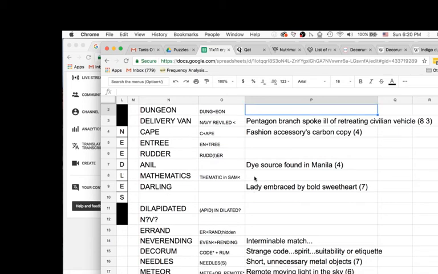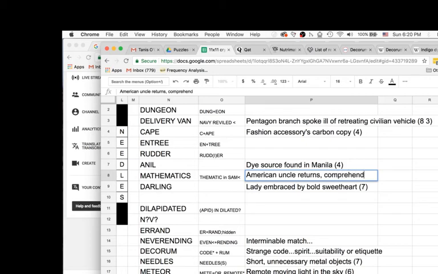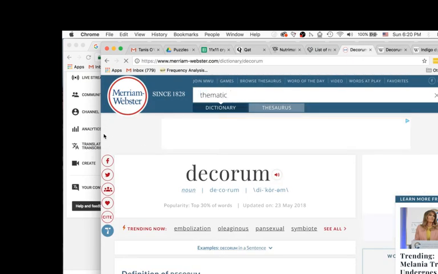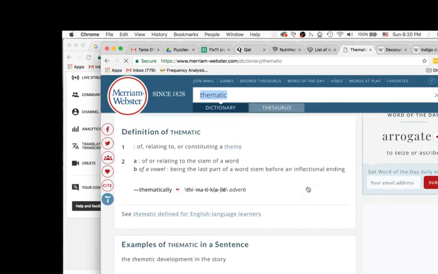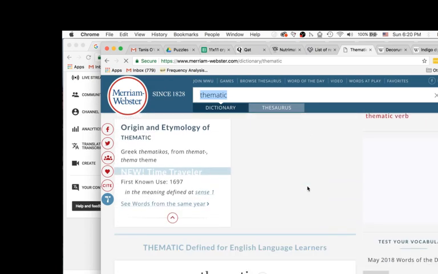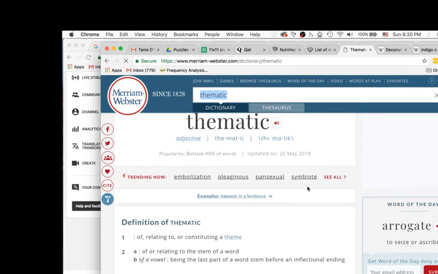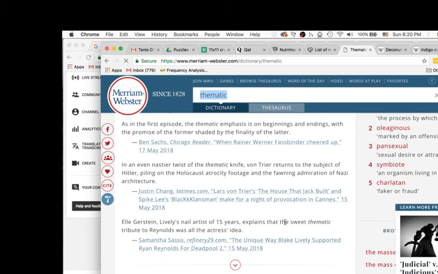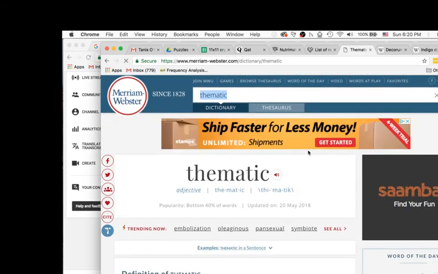Done plus Eon, mathematics. Thematic. What's the word for thematic? It's appropriate. It is germane. All right. American Uncle returns. Comprehending. Let me think of a good way to describe thematic. Because I wanted Sam going backwards. So Sam of continuing to a theme. Well, you don't even have any synonyms. It's just relating to a theme. Of course it's relating to a theme.